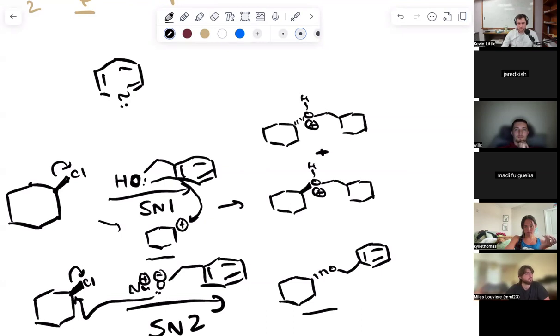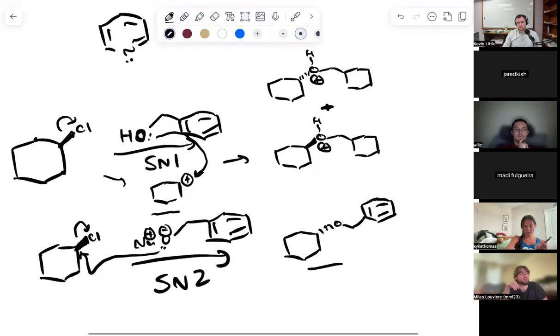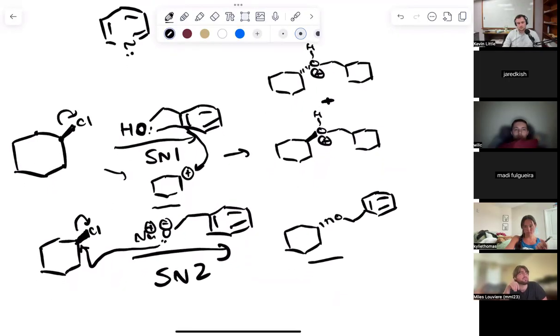Okay, thank you. What if you were to draw all the curved arrows in one step, rather than drawing the carbocation and then curve arrowing that into the final step? If you draw the curved arrows like I've drawn in the SN2 down here, and it's supposed to be an SN1, it will be wrong. You will lose all the points for the mechanism.